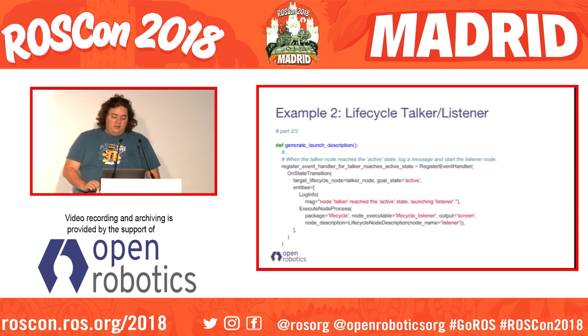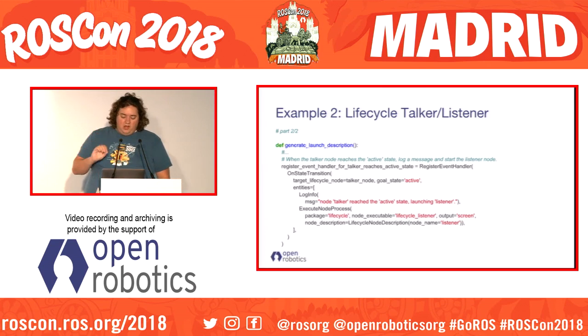And then where it gets interesting, and I know there's a lot of text on the screen here, but I'm going to highlight some things and walk through it. We can tell launch that we want to do something when there's a state transition that affects that talker node that we described before, and specifically when it moves into the active state. When that happens, we want to do two things. We want to log an info message, and we want to execute another process. In this case, we're going to run talker, wait for talker to get to a certain configuration state, and then run the listener, which hitherto has been pretty difficult to do in launch. So that's pretty exciting.